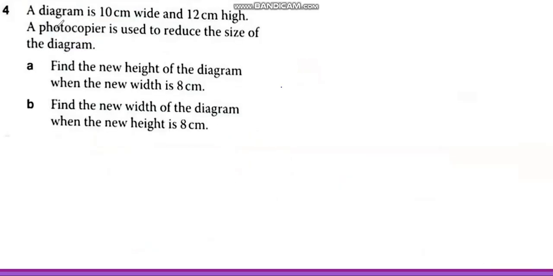In question number 4, it says the diagram is 10 centimeters wide and 12 centimeters high. Means its width to height ratio is 10:12. And a photocopier is used to reduce the size of the diagram. Find the new height of the diagram when the new width is 8 centimeters. So let's write here that if the width becomes 8, then what will be the height of it?